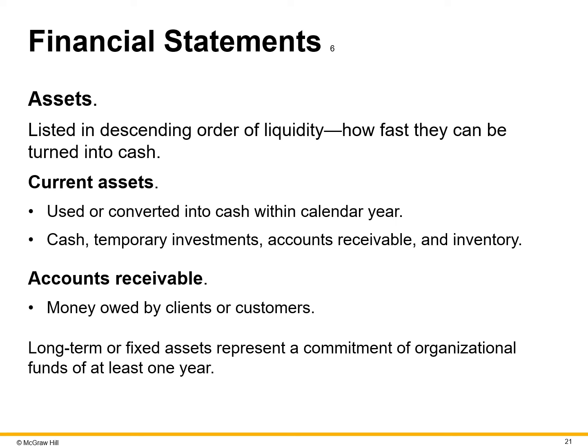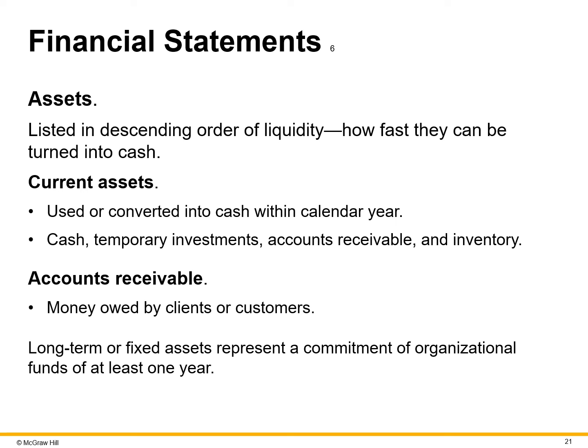Current assets, also called short-term assets, are those that are used or converted into cash within a year. They include cash, temporary investments, accounts receivable, which is money owed to the company by its customers who have promised to pay at a later date, and inventory. Accounts receivable usually includes an allowance for bad debts that management does not expect to collect.